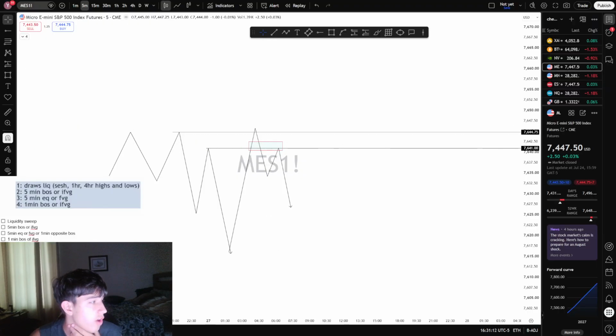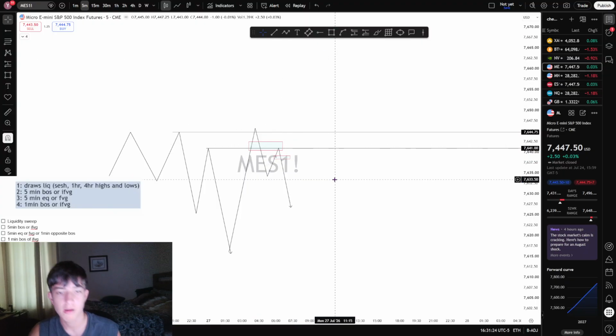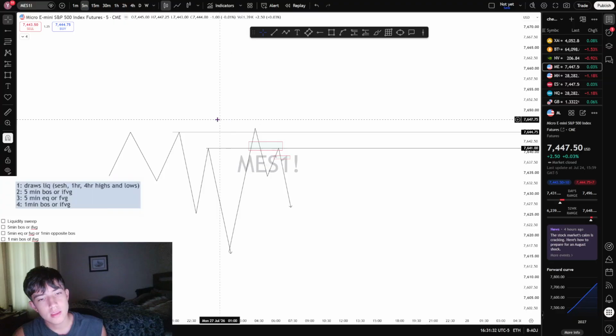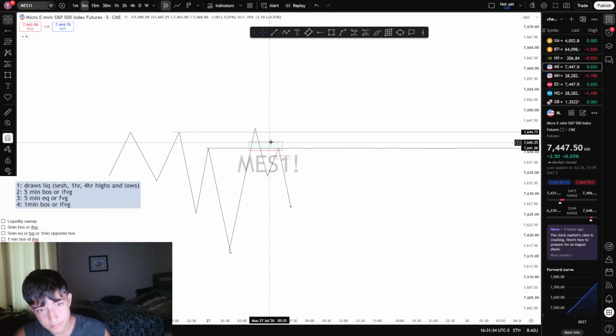Fourth of all, we're trying to look for a 1-minute break of structure to the downside or an IFVG. So let's say it breaks structure to the downside, but it also creates an IFVG. Perfect. This is literally perfect. That's all the whole strategy is. That's it.